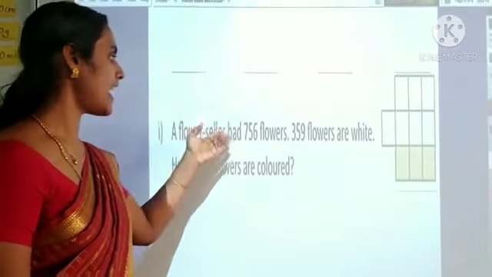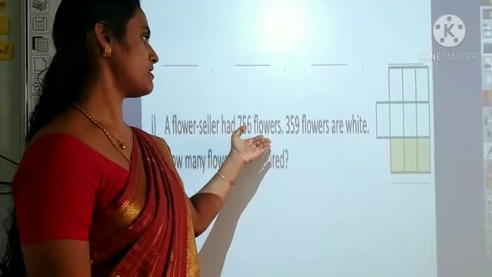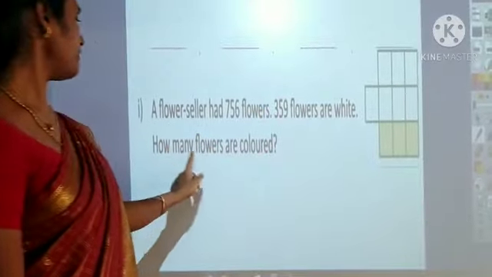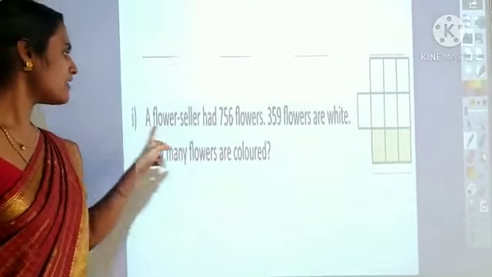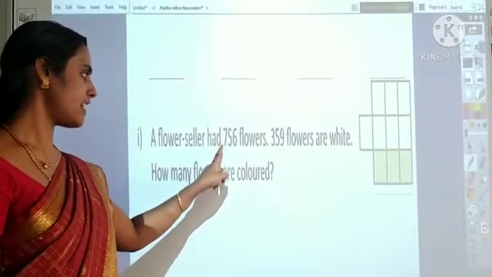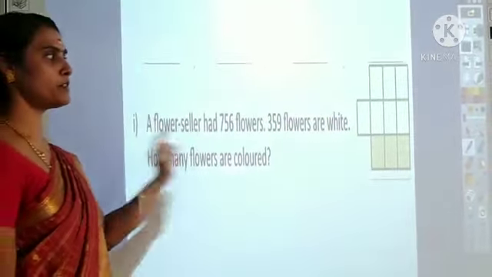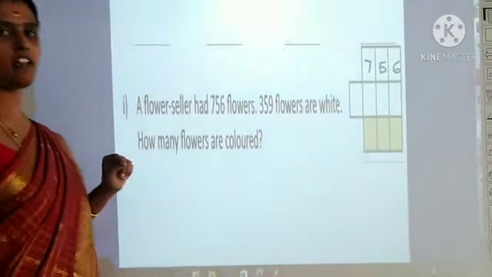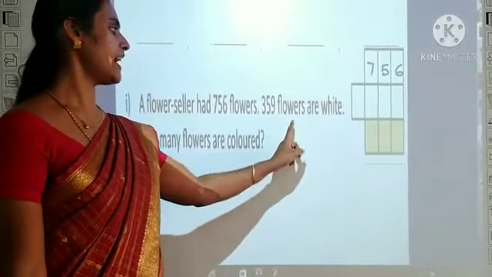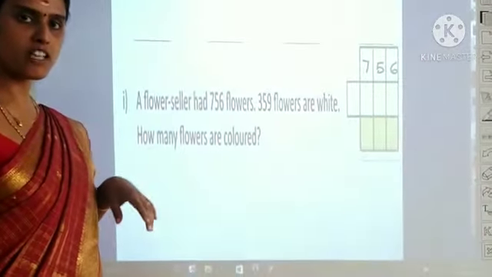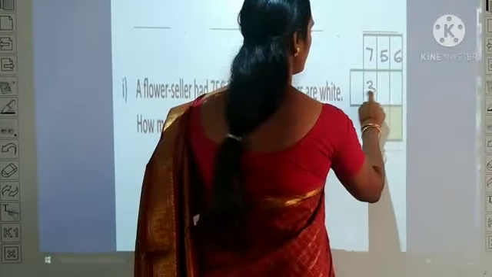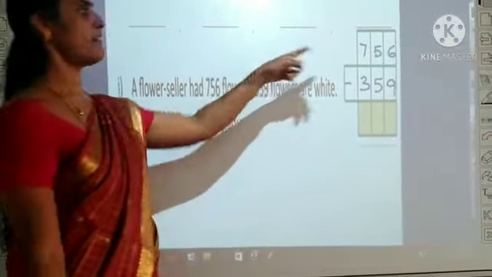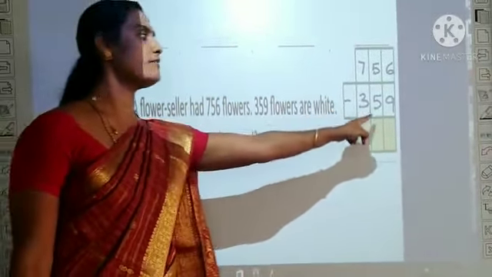A flower seller had 756 flowers. 359 flowers are white. How many flowers are colored? So, a flower seller, how many flowers are there? 756. So, we have to write this number here. 756. Okay. Next, 359 flowers are white. So, how many flowers are white? 359 flowers. Okay. So, we are going to subtract 756 minus 359.